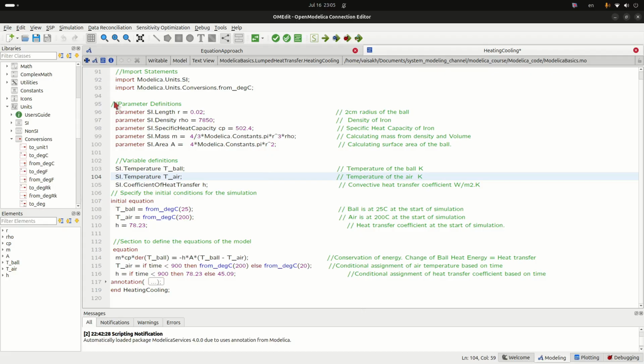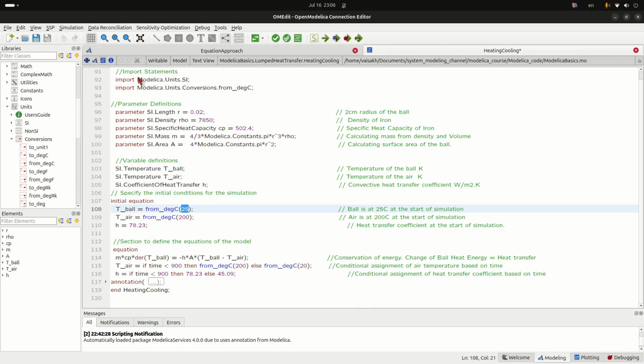Now we have set up all the variables and parameters that we defined. Now since this is a transient simulation that proceeds over the period of time, we need to define what is the initial condition. When time is 0, what is the condition of our system? So as we have seen in our problem statement, the ball is initially at a temperature of 25 degrees Celsius and the starting airstream temperature is 200 degrees Celsius. So for converting degree Celsius to Kelvin, we can use the from degree Celsius function which we have imported earlier. And also we are assigning the value of 78.23 to our heat transfer coefficient at the start.